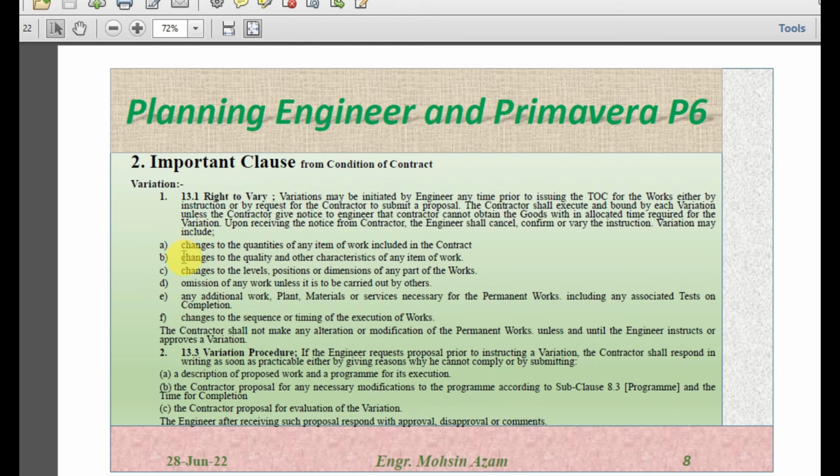variation? It is actually a change in scope or the characteristic or the dimensions of the work, or any omission from the work, or the change in the sequence of the work, or the installation of any additional facility. These are all the variation. Okay, 13.3 is variation procedure.